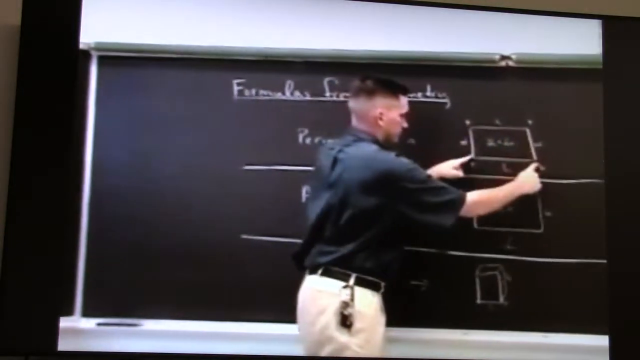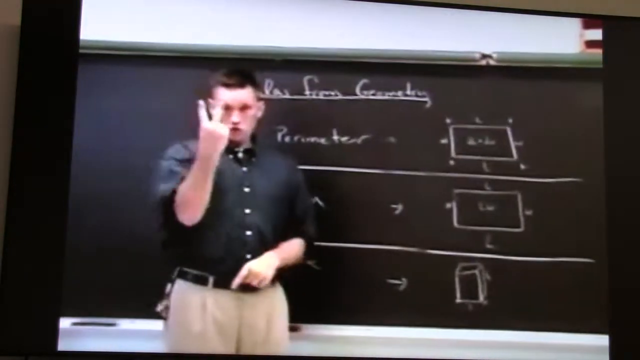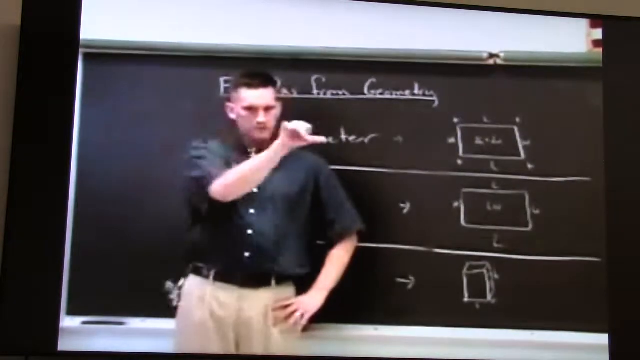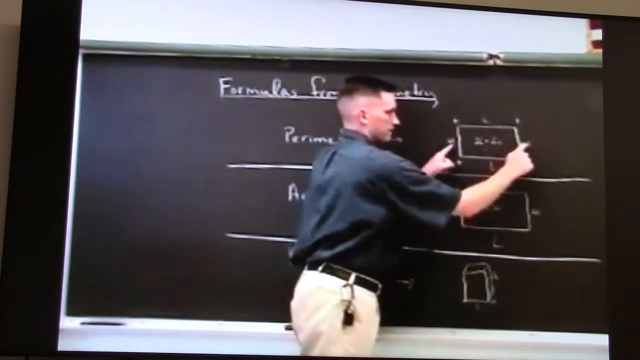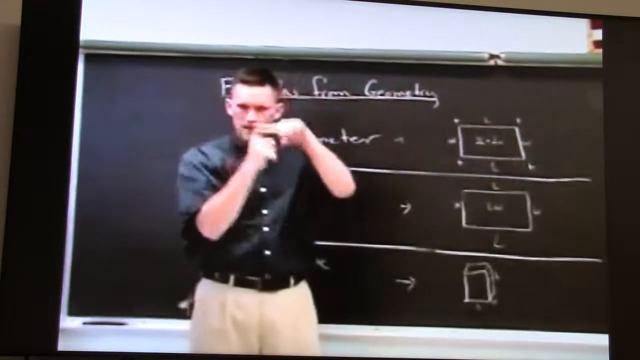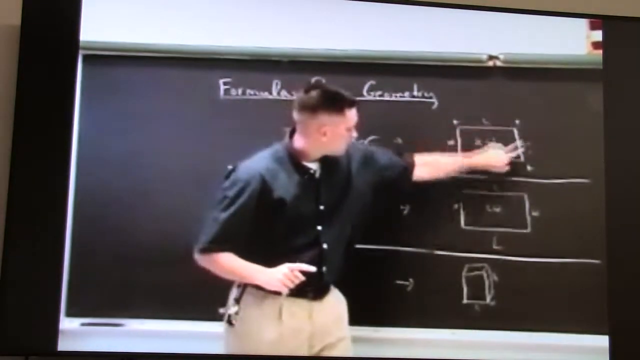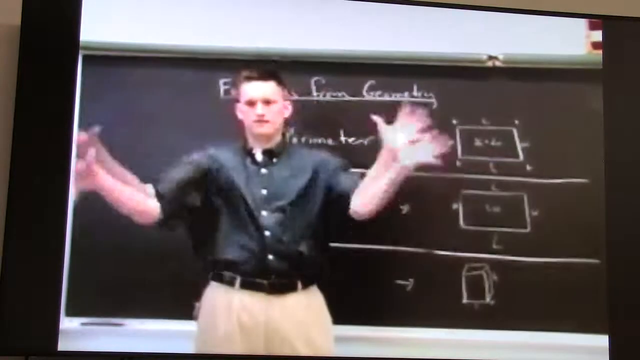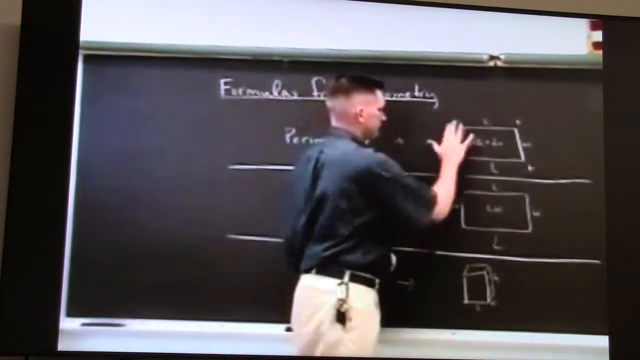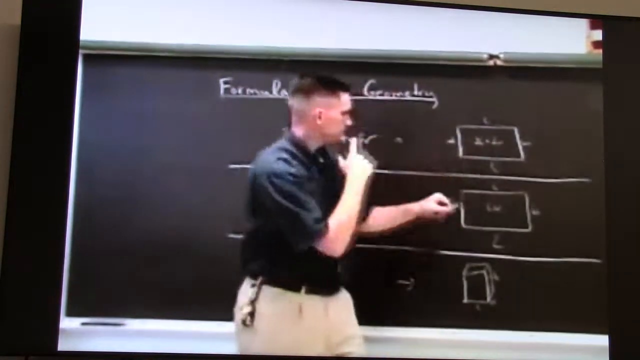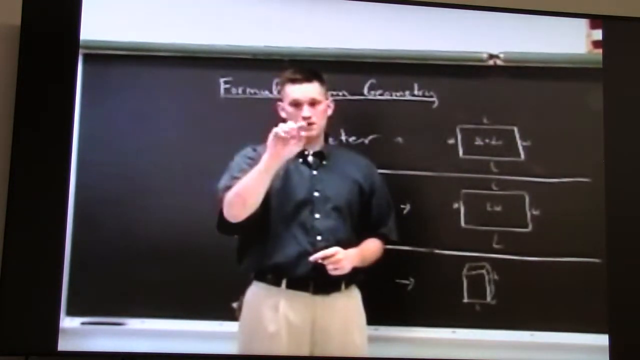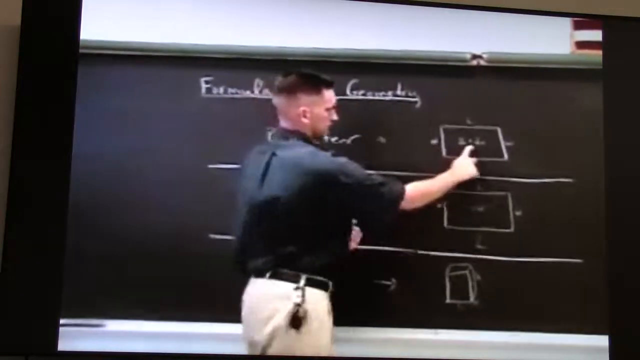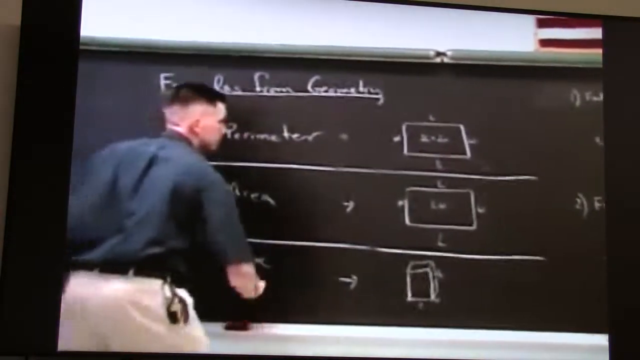So for perimeter, you take length plus width and add up all those sides. So you see there are 2 width sides and 2 length sides. If you take all 4 of the sides and add them up together, that is your perimeter. Okay. So you see there are different ways to show how to find the perimeter.